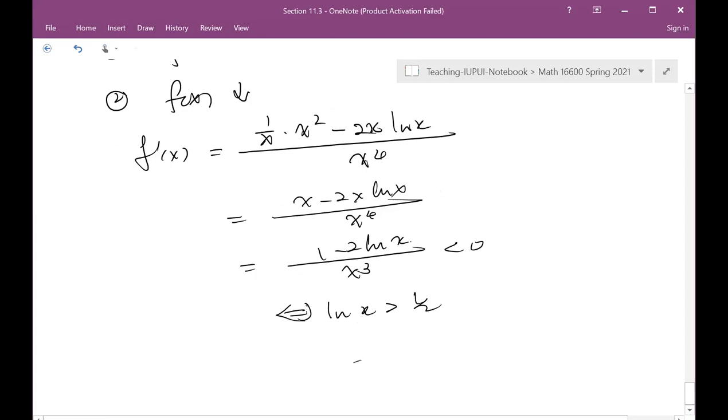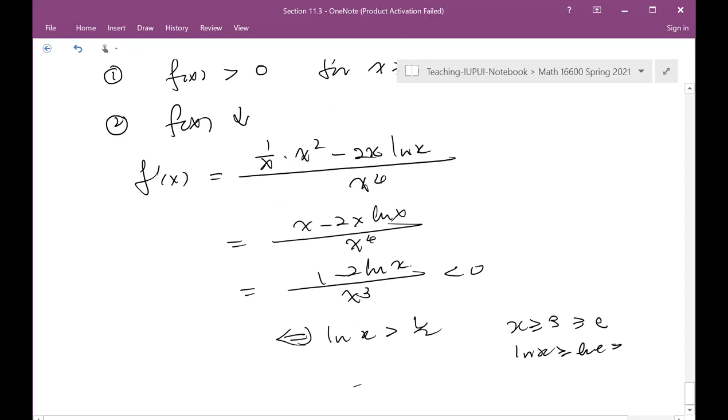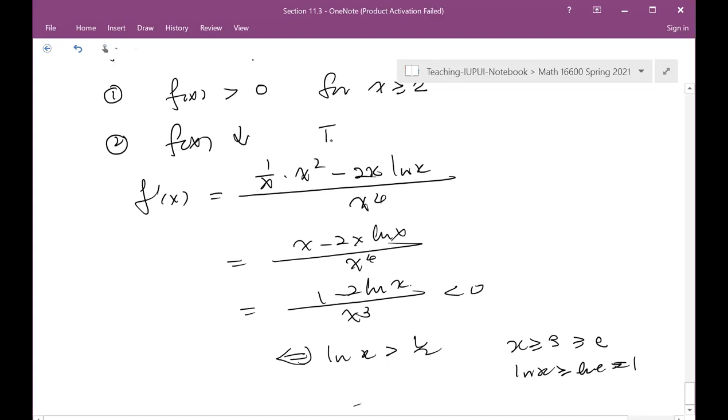Well, at least this one: x greater than or equal to e, greater than or equal to 3. I'm not sure it's 2, but 3 is definitely guaranteed because 3 is greater than or equal to e. If x is greater than e, natural log x is greater than natural log of e, which is 1, and 1 is greater than 1/2, right? I don't need any calculator to figure it out. So when x is greater than or equal to 3, this is negative. So at least this is decreasing on the interval from 3 to infinity.